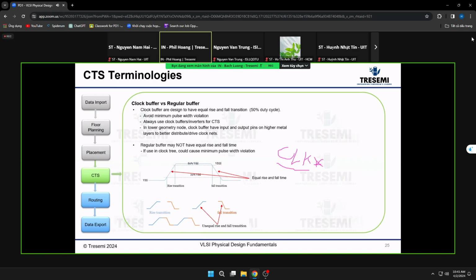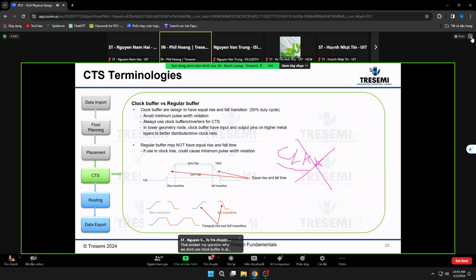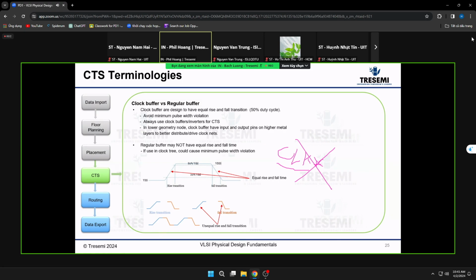But when you fix timing, you don't want to use this. You want to use regular buffers because they're much faster for the areas that you're given. So it's important to know. You don't want to use clock buffers to fix timing issues. All right, so the answer to my question, why we don't use clock buffers in our case, a simple reason: they intentionally make it slower. So they're bigger, more power hungry, and slower. So why would you want to use it for fixing timing?